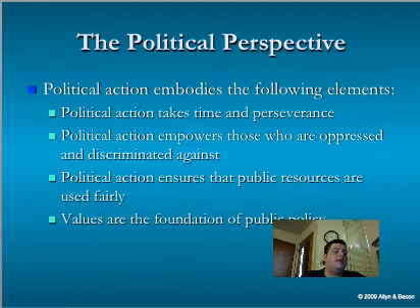The conception of human nature is more optimistic than in the conservative perspective. Political action takes time and perseverance. Political action empowers those who are oppressed and discriminated against. Political action ensures that public resources are used fairly and justly, and values are the foundation of public policy.